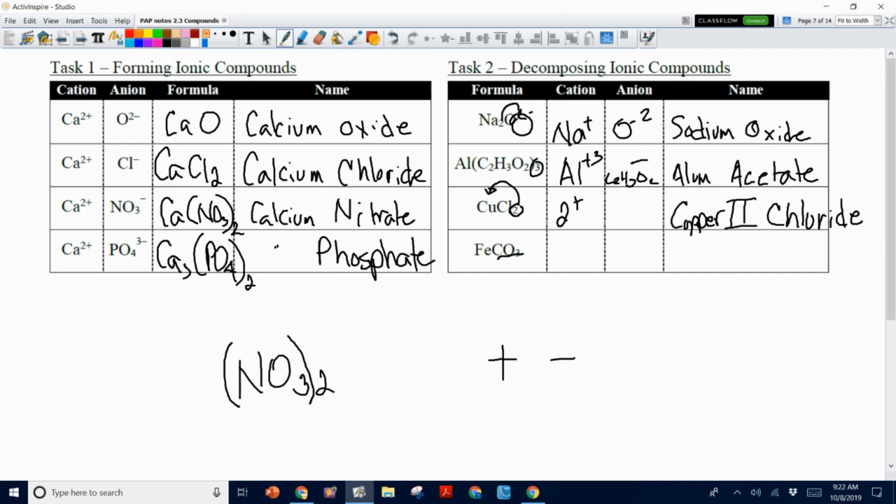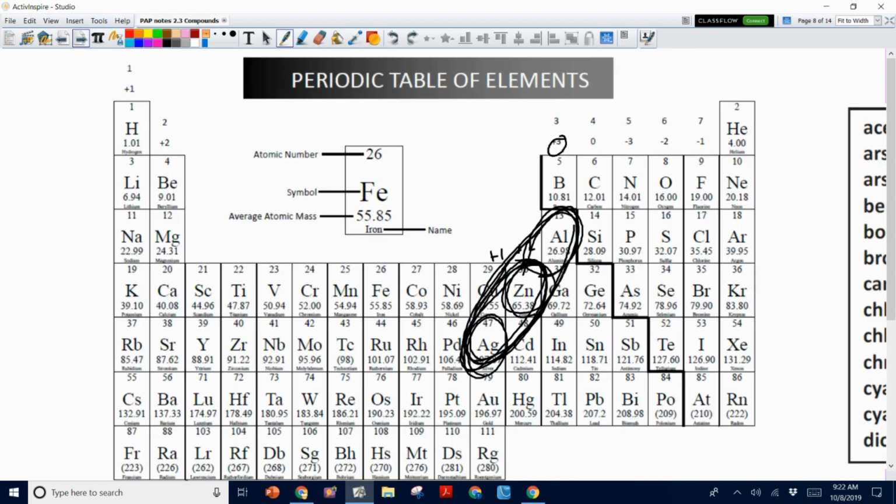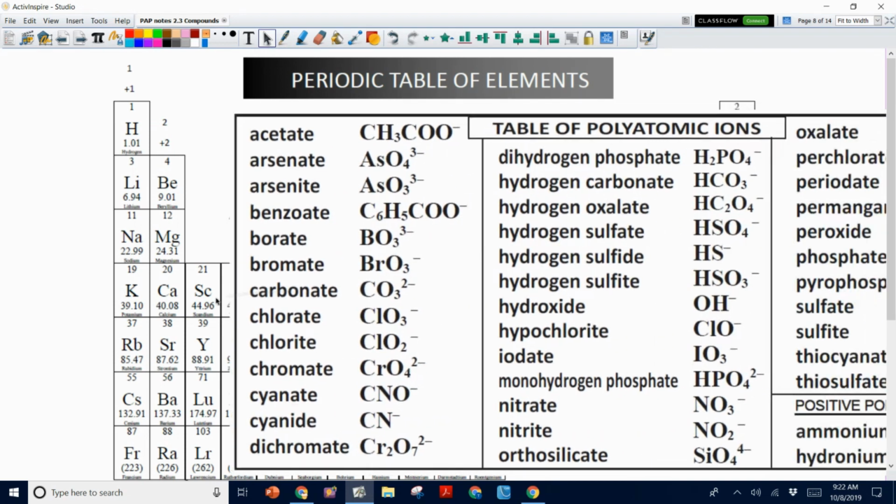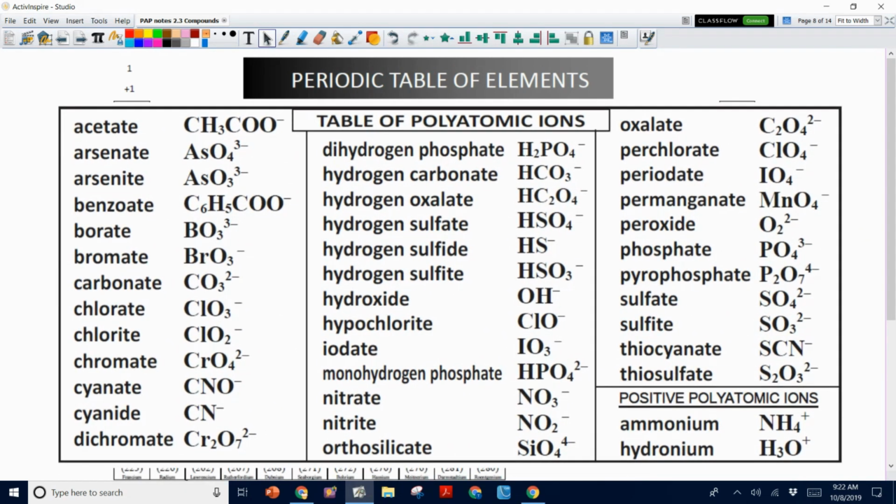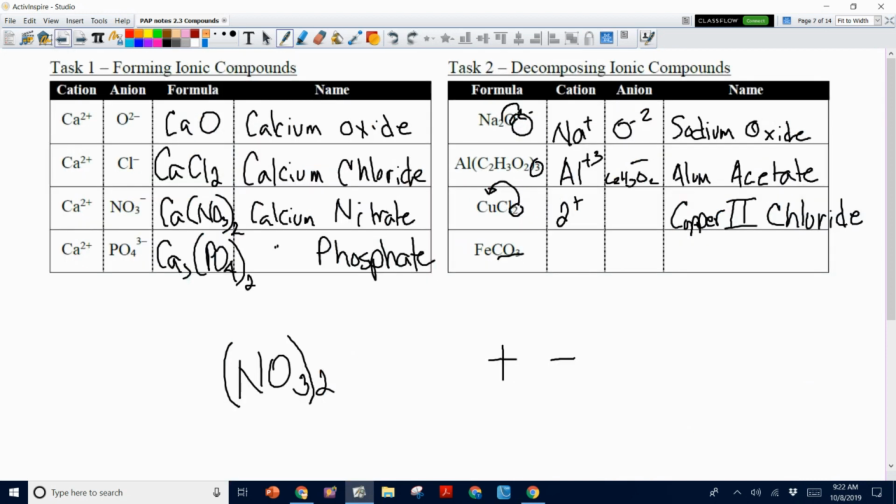All right, so the last one, we have to recognize that CO3 is a polyatomic ion. That's why I make you memorize these polyatomic ions, because if I just tell you how to remember them, you don't. So if I make you memorize them, then you remember them. So here is CO3 right here. Carbonate has a -2 ion.